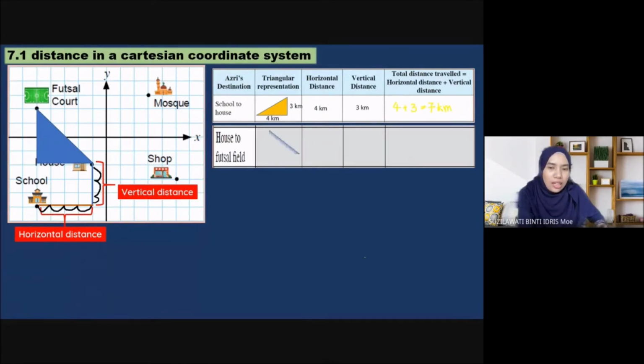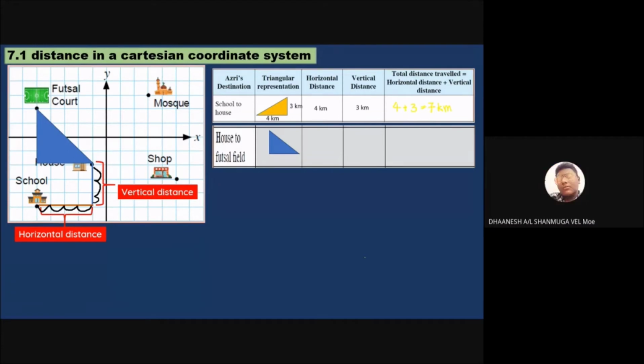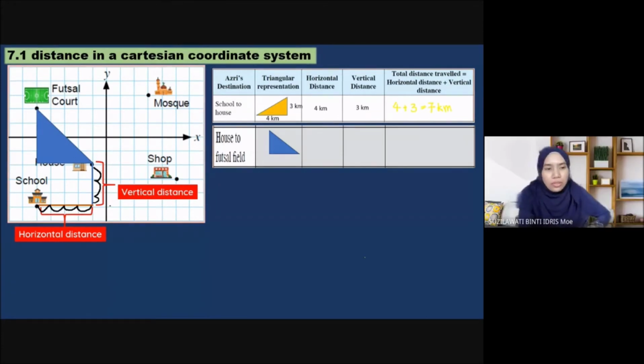Okay. Let's look at the horizontal distance. What is the horizontal distance? 4 kilometer. Yes. Okay, it is 4 steps lah. Kalau kita tengok sini, 1, 2, 3, 4. 4 steps, so 4 kilometer. 4 units there represent 4 kilometer. Itu dalam skala lah, scale.